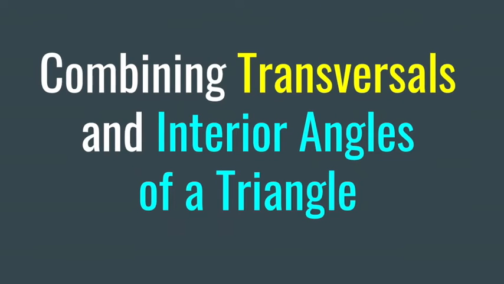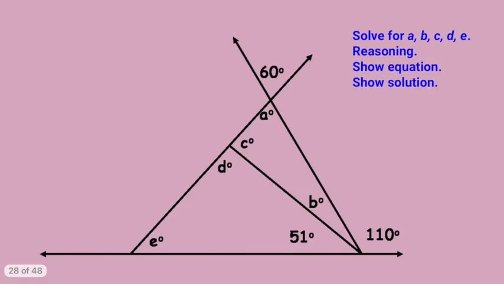Now, combining transversals and interior angles of a triangle. This is now where we put together algebra, transversal angles knowledge, and interior angles of the triangle. Solve for angles A, B, C, D, and E. This is the question you are solving, wherein you will put together your knowledge of transversal angles, triangle rules, and algebra. So let's begin with angle A. Solve it and answer the question.